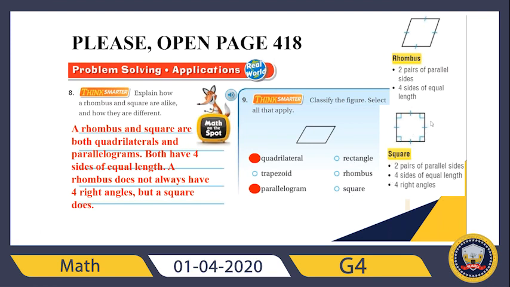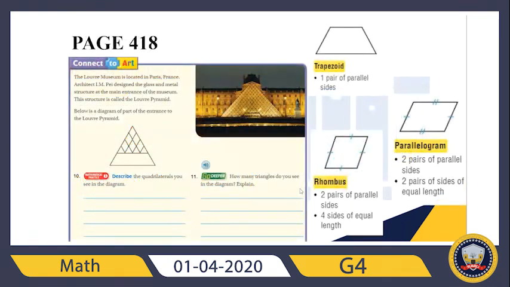Check the shape of square. It should have 2 pairs of parallel sides, 4 sides of equal length, and 4 right angles. But I cannot see these properties on this quadrilateral. So this shape is an example for a quadrilateral and a parallelogram. Let's check the next question.